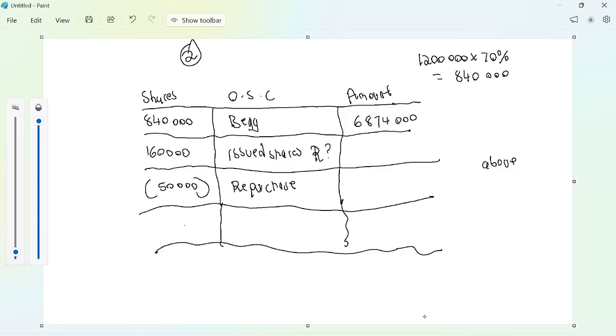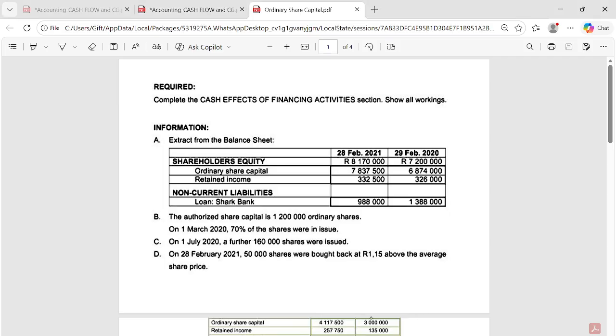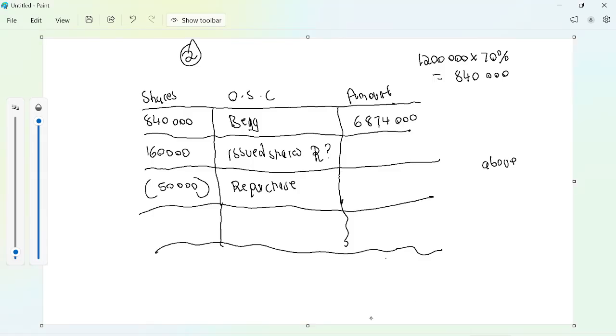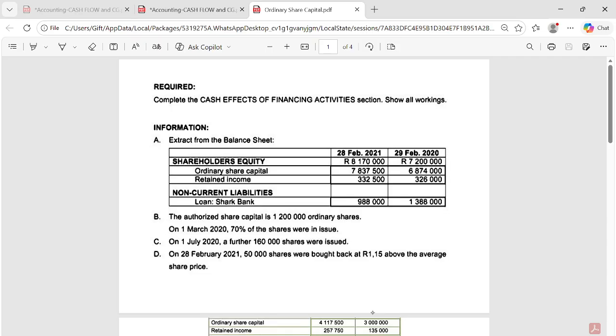Now, how will I get my two closing balances? I add the side to get the number of shares: 840,000 plus 160,000. Is it 160 or 16,000? Let me confirm. It's 160,000. Minus 50,000, I'm getting 950,000 shares. What about the amount side? I can't calculate it, but I can get it because they've given me the trial balance. If I go to my trial balance, I can see the value of my ordinary shares at the end of the year is 7,837.